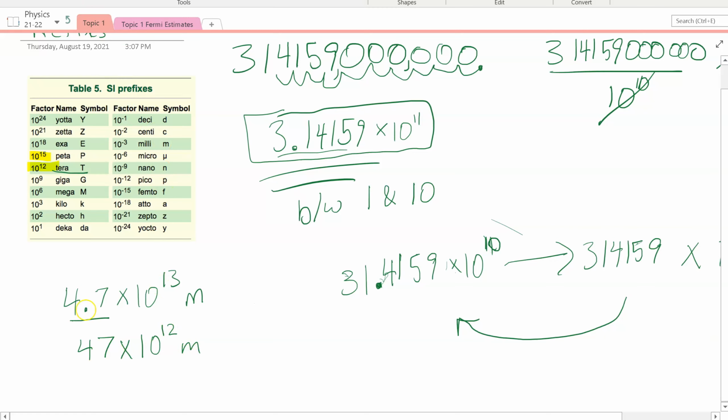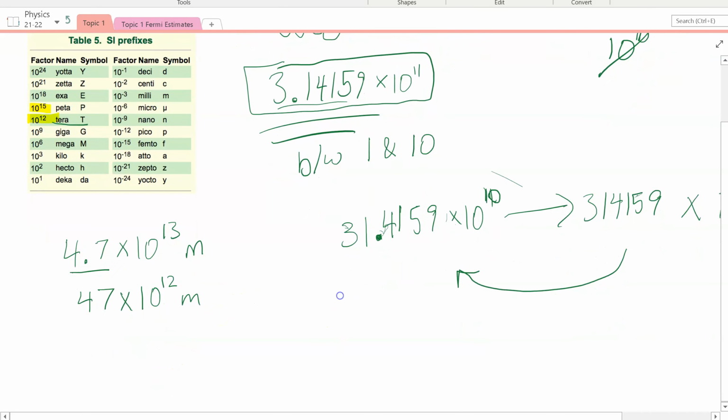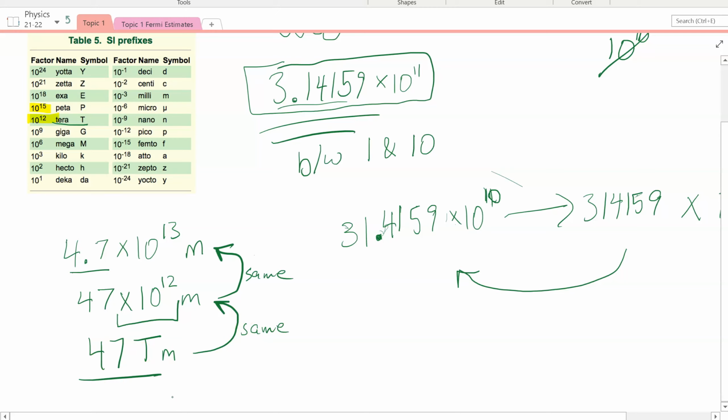Meters. There we go. 4.7 times 10 to the 13 meters is the exact same measurement as 47 times 10 to the 12 meters. Now, though, what I can do is realize that 10 to the 12 is a prefix, or I knew it was a prefix ahead of time, and so I can just replace the times 10 to the 12 part with tera meters, and 47 terameters is this number, is this number. They're all the same number. It's just that now it's really easy to say it and write it, 47 terameters.